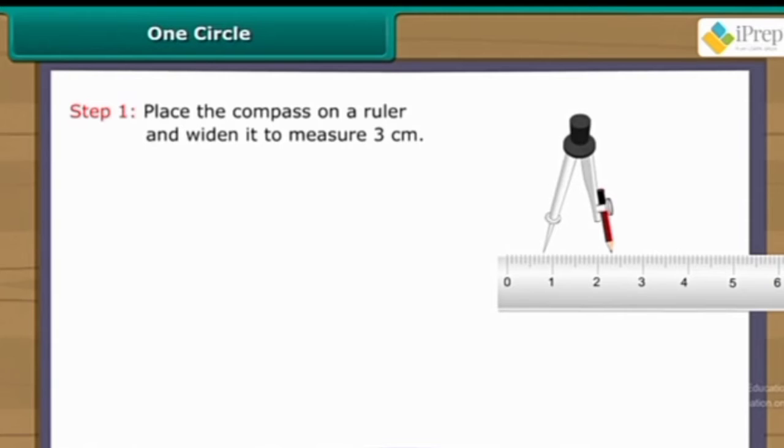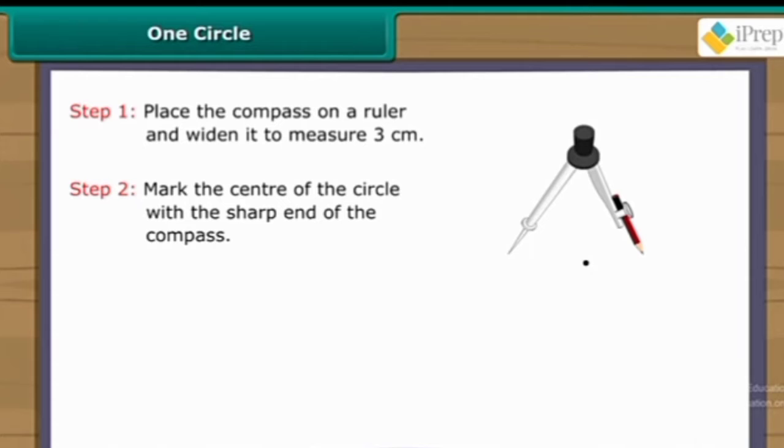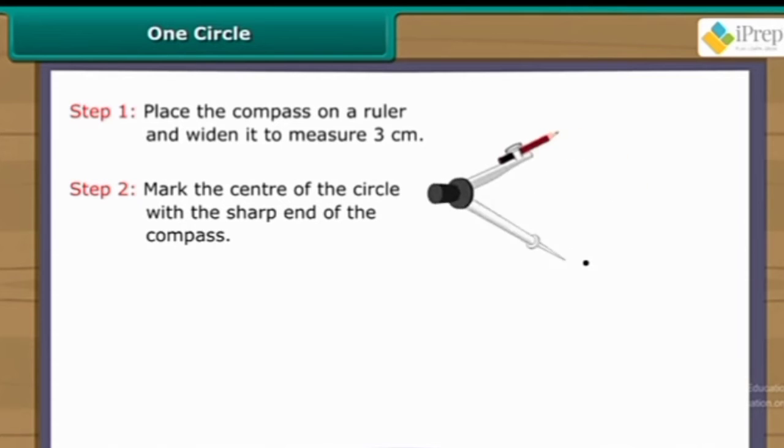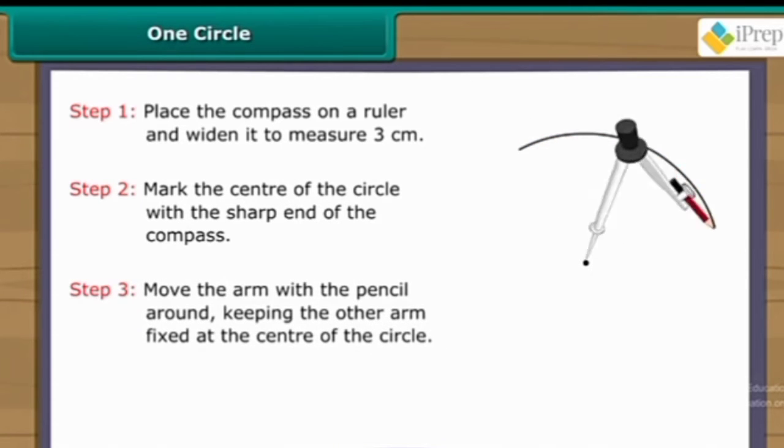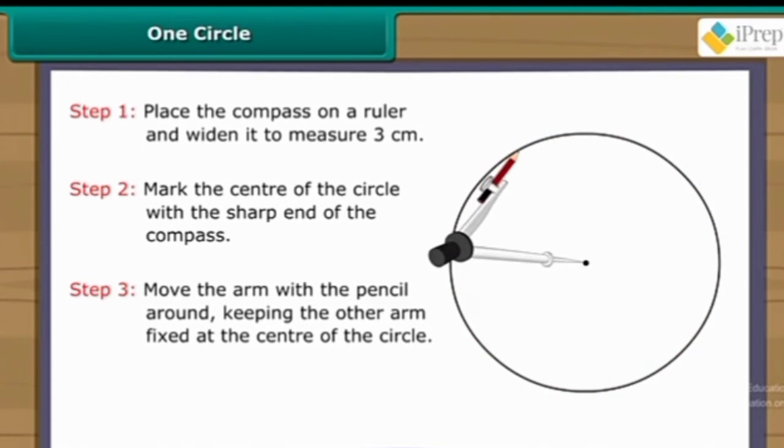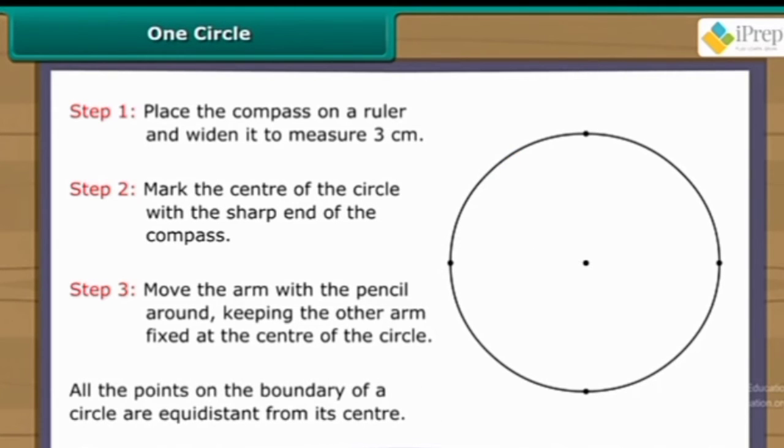Circle. Let us draw a circle with 3 centimeters radius. Place the compass on a ruler and widen it to measure 3 centimeters. Mark the center of the circle with the sharp end of the compass. Move the arm with the pencil around, keeping the other arm fixed at the center of the circle. The circle is formed. All the points on the boundary of a circle are equidistant from its center.